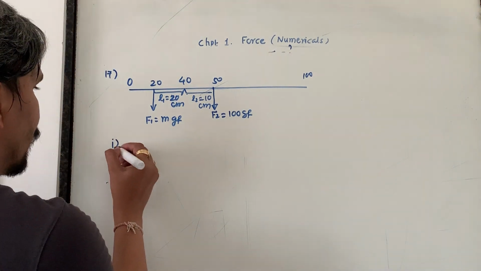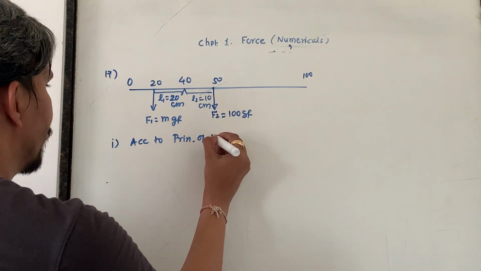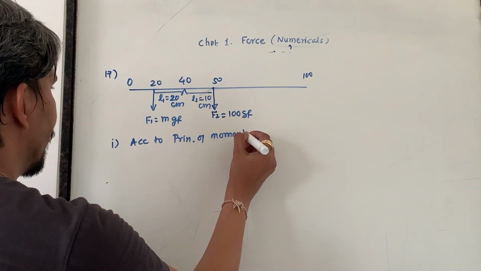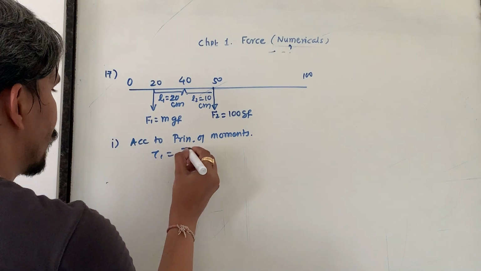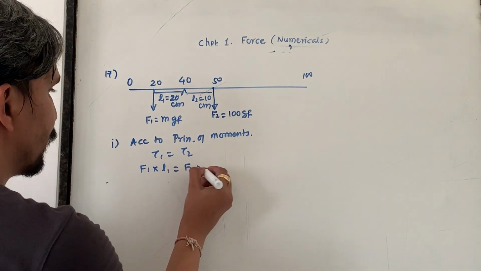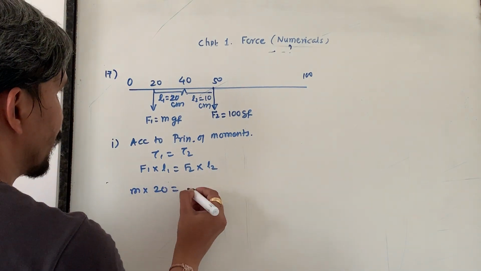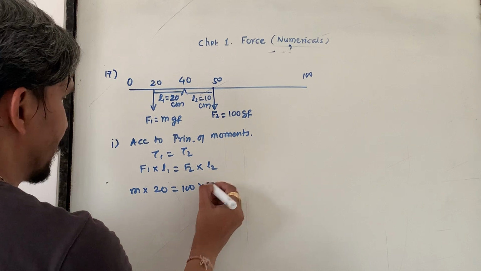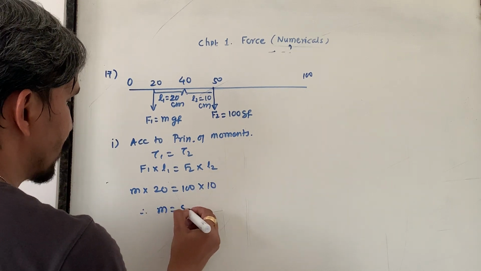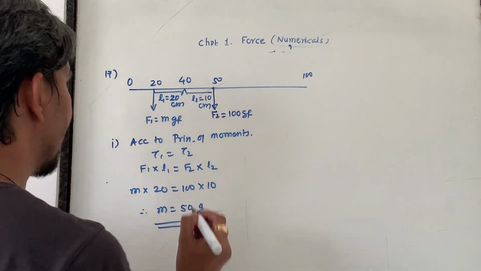So right here, according to the principle of moments, we can write torque 1 is equal to torque 2, that is F1 into L1 is equal to F2 into L2. F1 is m, L1 is 20, F2 is 100, L2 is 10. So your m is equal to 50 gf. This mass will be 50 gram, right?